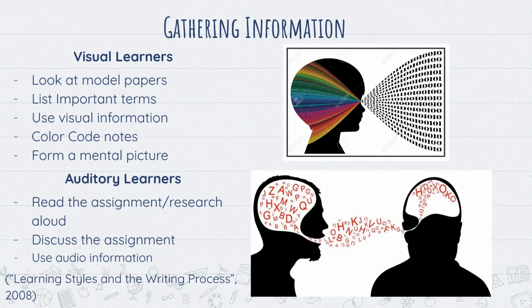Auditory learners will do best by reading the assignment and prompt out loud. Every time they get a new bit of research, they should be reading it out loud and really thinking about it and listening to it. They should also discuss the assignment with peers, whether it be a friend, a parent, anybody. Just talking about it will help them really remember the information and help them decide what direction they want to go in when they're writing.